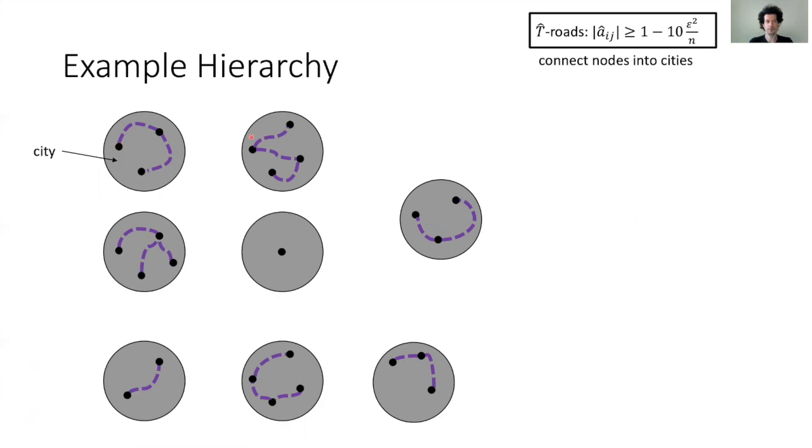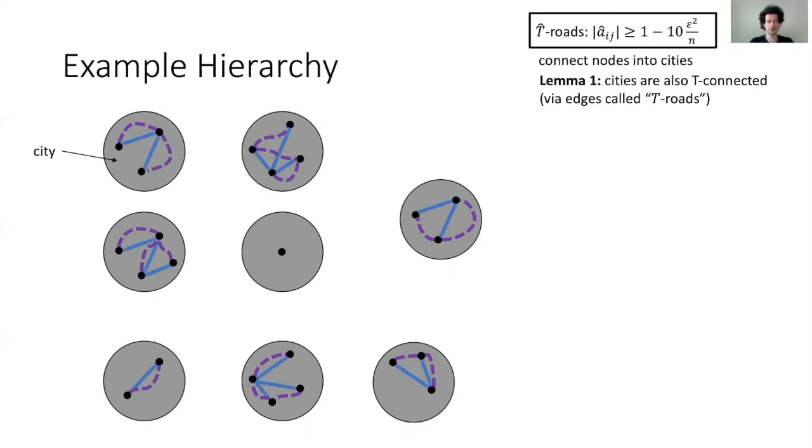In the figure, I'm showing T hat roads which connect vertices into cities. An important lemma that we establish is that cities are not just T hat connected, but they're also T connected via edges that we call T roads. T roads are shown in the figure with blue edges. So again, cities are both T hat connected and T connected.